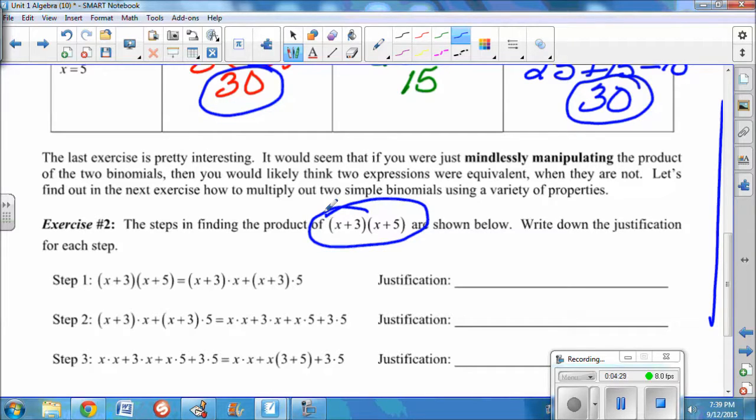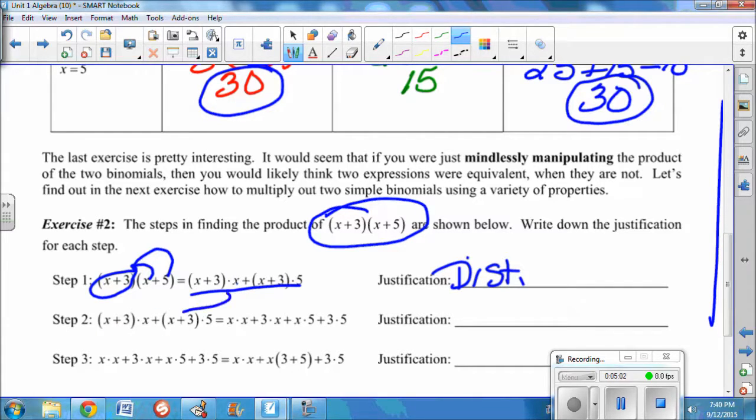So here's my original in step 1. And then they go to x times the quantity x plus 3, plus 5 times the quantity x plus 3. So what's happened there? We have taken that binomial and multiplied it by x, and then we took that binomial and multiplied it by 5. Justification for that, which property is that? That is our handy distributive property.